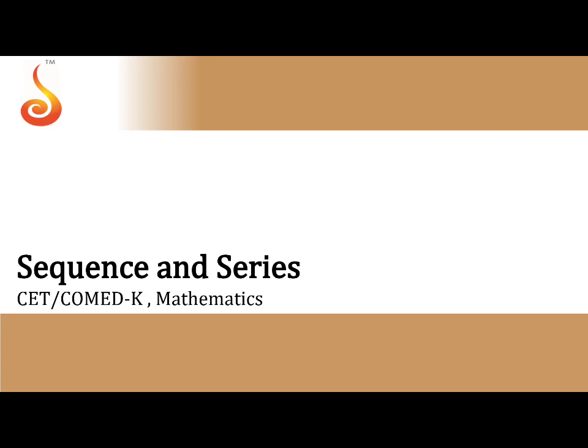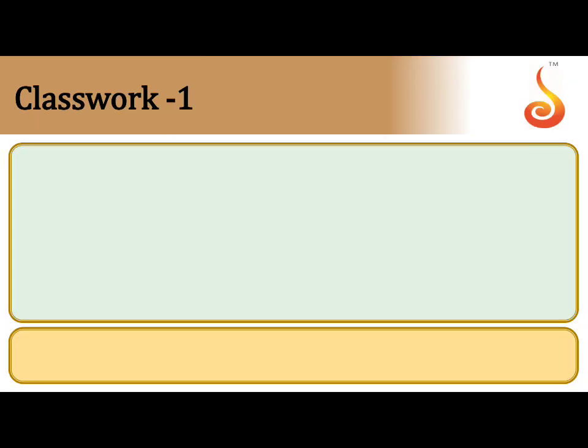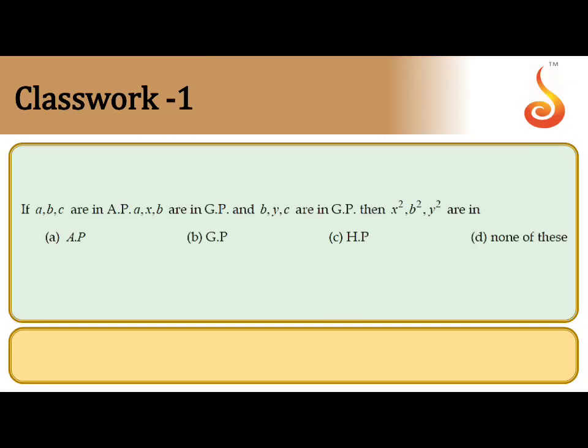So already I discussed the sequence and series synopsis. Now we are going to solve the problems on sequence and series. Let us start with the first question. They are given a, b, c are in AP, a, x, b are in GP, b, y, c are in GP. Then what is the value of x square, b square, y square? So let us start with solving the problem.